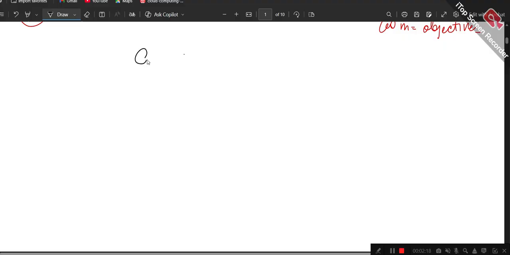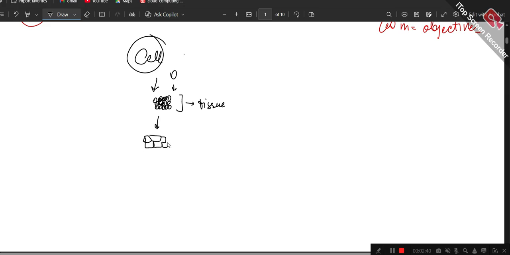When I talk about the cell, what is a cell? The cell is the basic building block. All of the cells which have to perform a specific function combine together to form a tissue. Further, many tissues combine to form organs, and these organs further form the whole organ system, like the digestive system, etc. I just created a rough idea here.